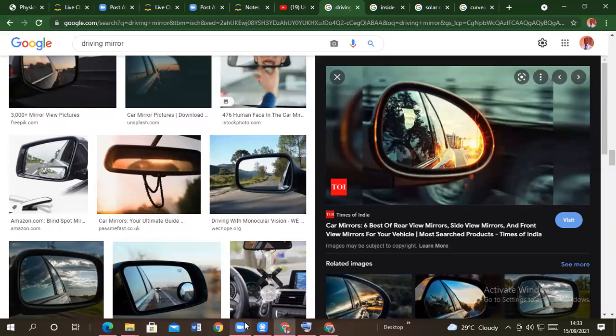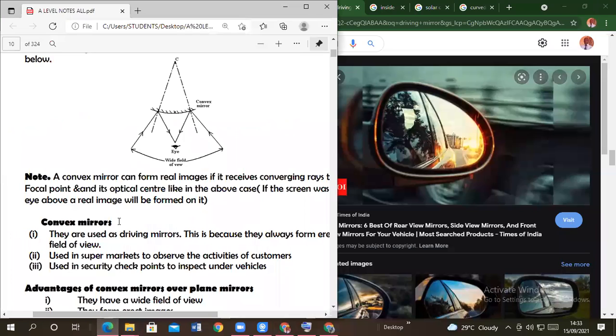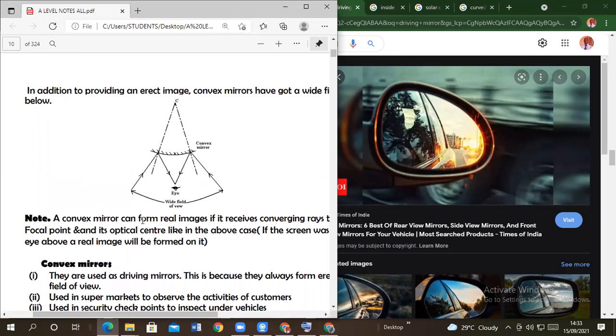Okay, we go back to our notes and see. Because this mirror forms an erect image, and also a virtual image, you should know that this mirror also has a wide field of view. Because of having a wide field of view and being able to form erect images, that is why it is used as a driving mirror or as a side mirror.